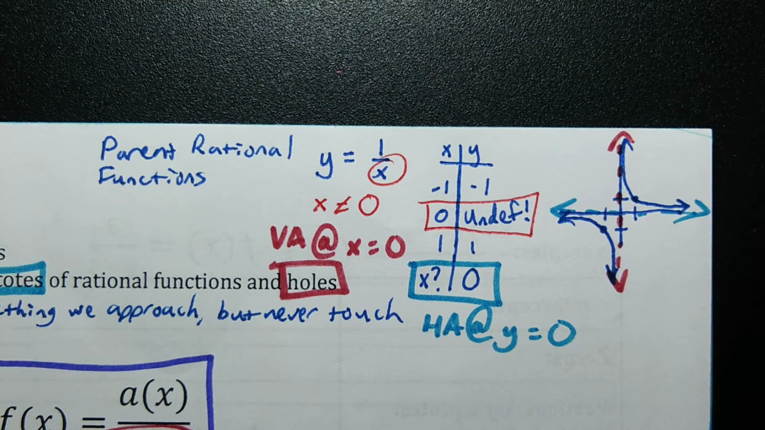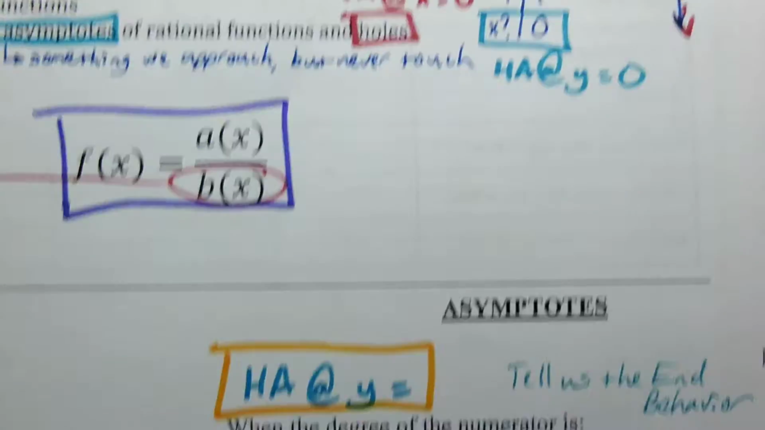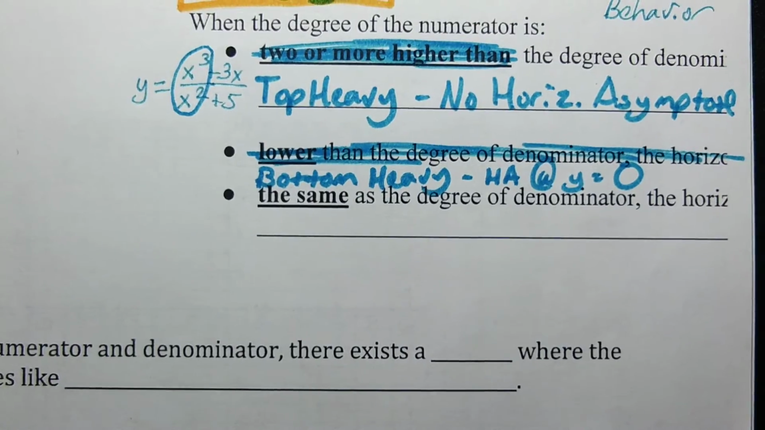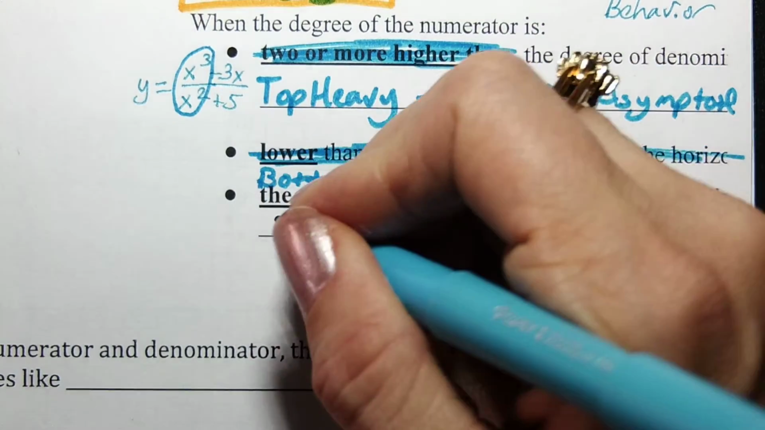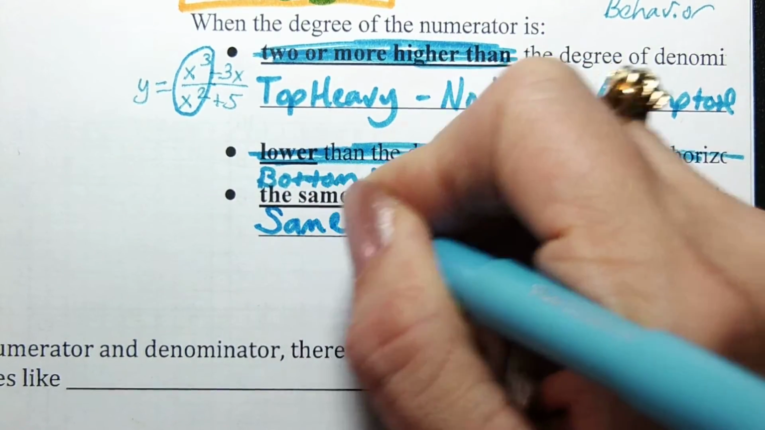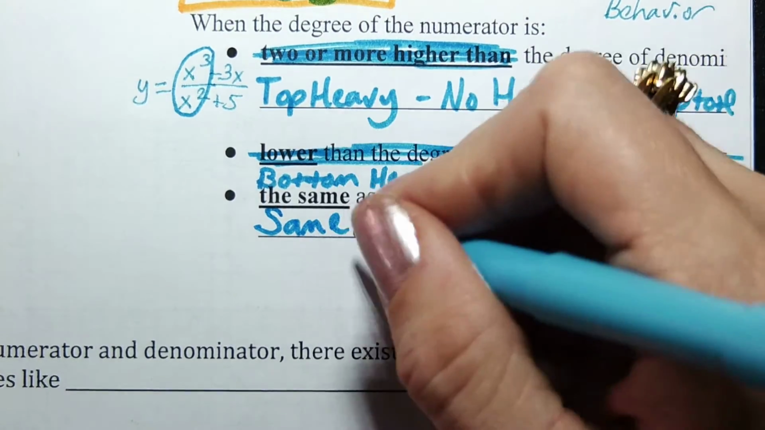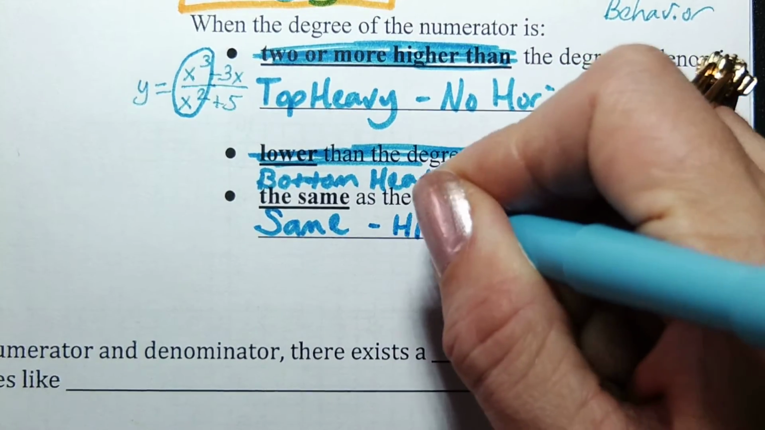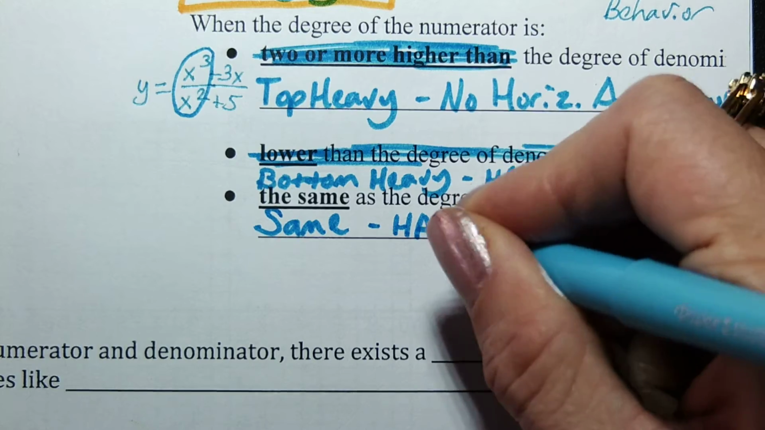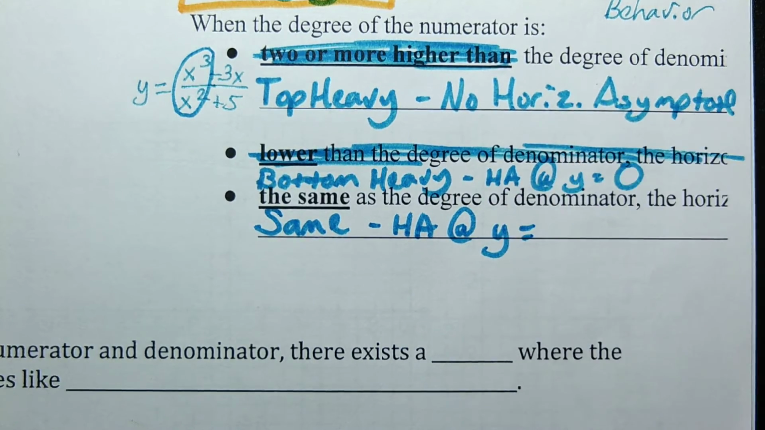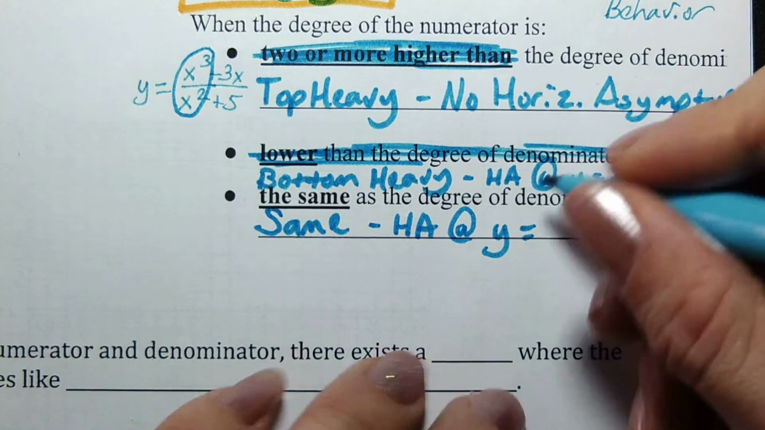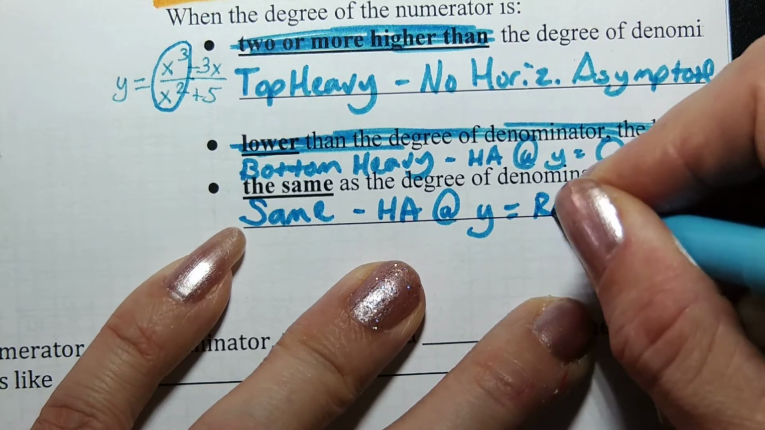Right, Gail? Yeah. So moving on to our final one, if the degrees are the same, then we have a horizontal asymptote at y equals the ratio of the leading coefficients.